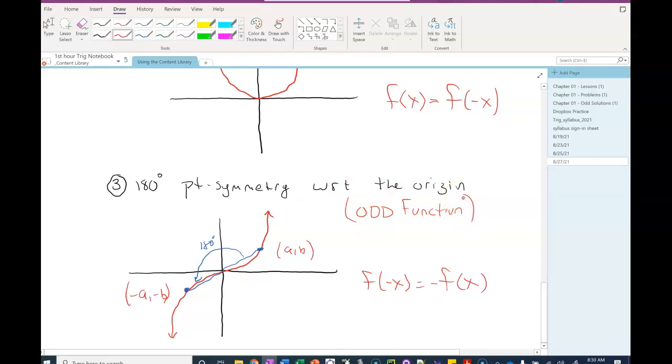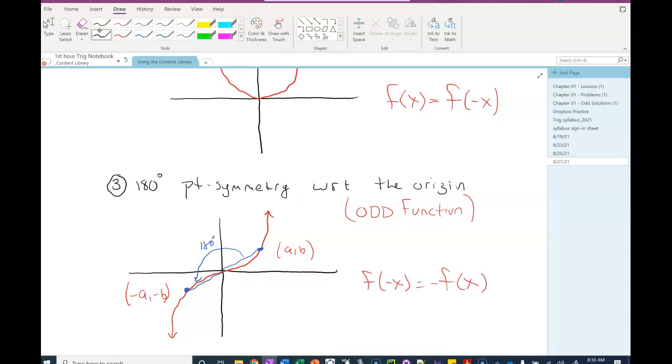Again, 180-degree point symmetry with respect to the origin is a bit of a mouthful. In practice, we would just say, oh, that function's an odd function, rather than that it has 180-degree point symmetry with respect to the origin. Like anybody else, mathematicians make up their own slang and shorthand and abbreviations and everything else.